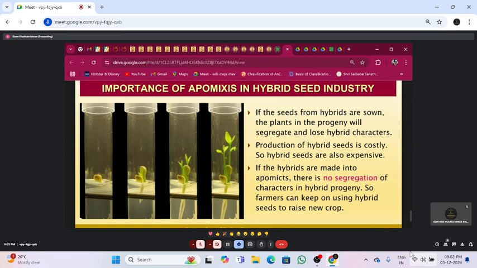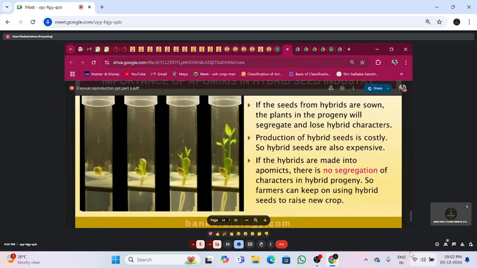If the hybrids are made into apomictics, there is no segregation of characters in hybrid progeny. So the farmers can keep on using hybrid seeds to raise new crop. So with this, we end this chapter, sexual reproduction in flowering plants. Shall we move on to the next chapter, human reproduction? All of you? Yes, ma'am. Good. So was this summary useful to you all?